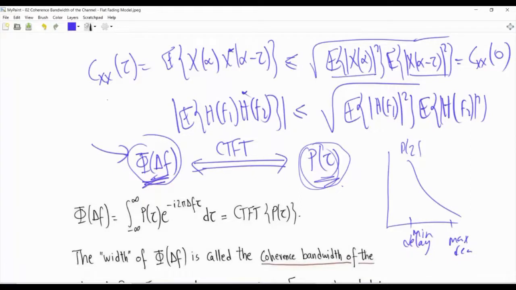So, to put it in a more objective way, the correlation function of any wide sense stationary process is upper bounded by its value at a separation of 0. This is clear from the Cauchy-Schwarz inequality by definition. By defining the correlation to be like this, c_xx of tau is always less than or equal to c_xx of 0.